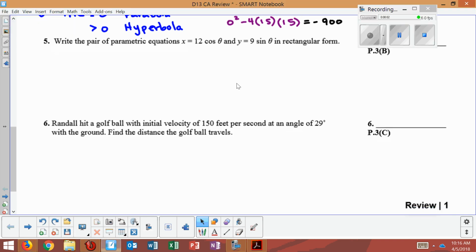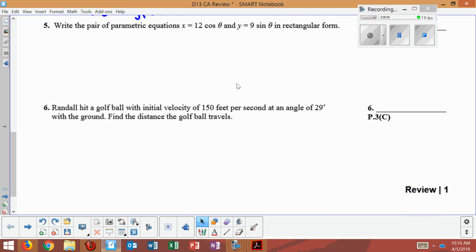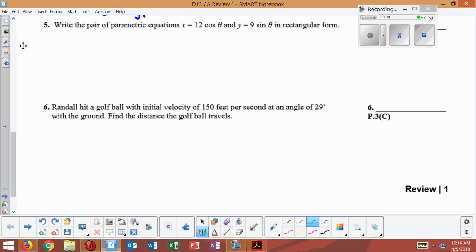Number 5, write the pair of parametric equations, x equals 12 cosine theta and y equals 9 sine theta in rectangular form. Now remember, whenever we have to change from parametric to rectangular, we have 2 steps. We always solve for either what is shared or solve for trig. In this case, we're going to solve for the trig equation, which means either the sine, cosine, tangent, cotangent, secant, cosecant, those types. And then we're going to substitute.